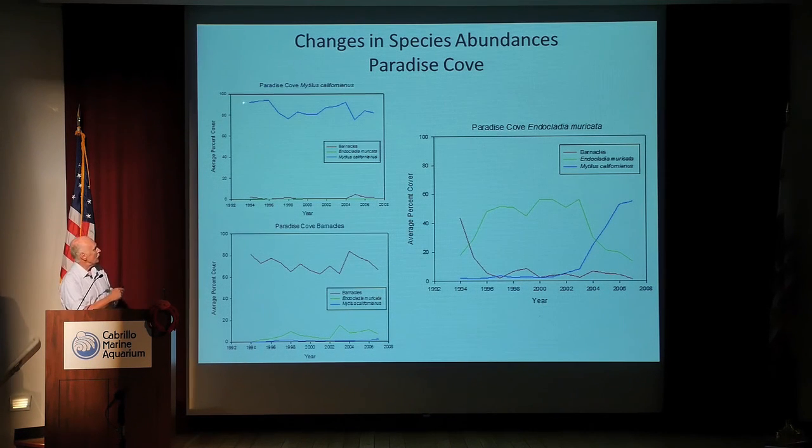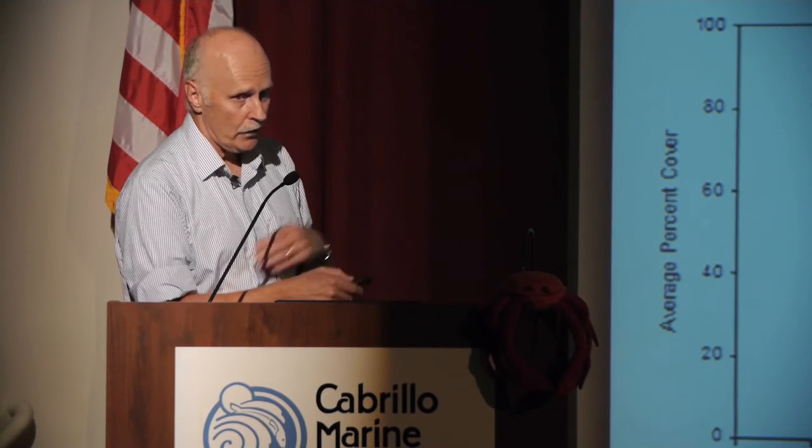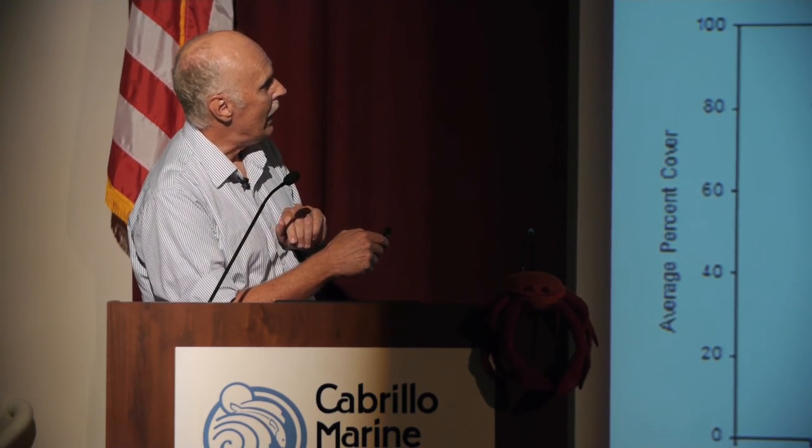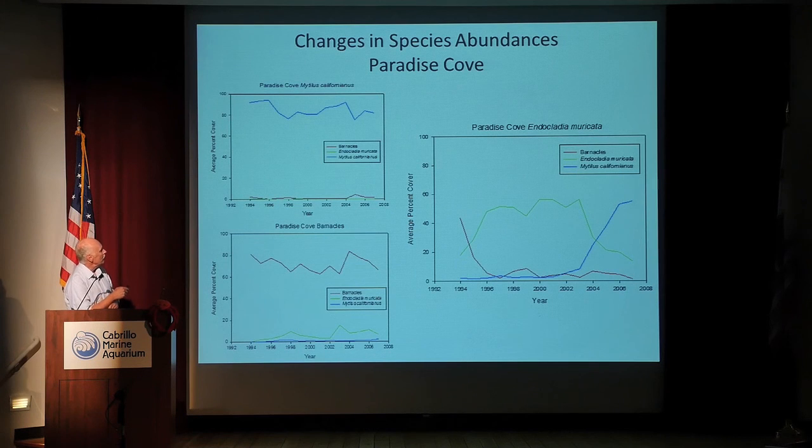And so what you see in mussels is the percent cover, and these are the years. Each one of those pictures I showed before would give you one dot here for 1 year. The mussels didn't really change very much over this time in Paradise Cove. The barnacles didn't really change very much either, but a lot was going on in Endokladia plots. We started out with quite a few barnacles in those plots. Barnacles crashed, and they never really came back.